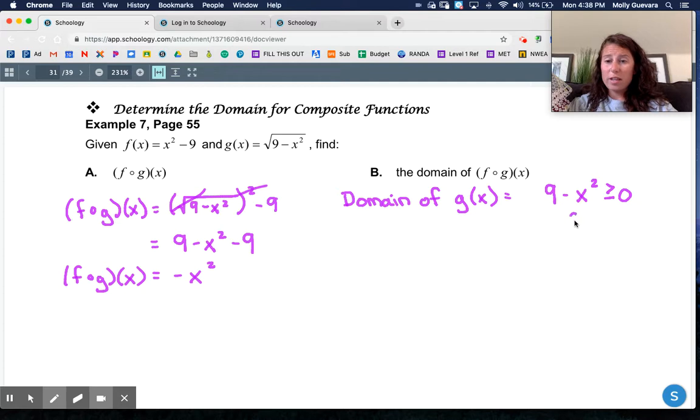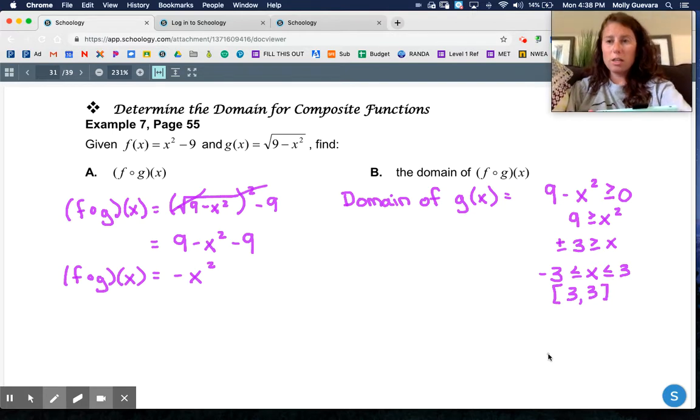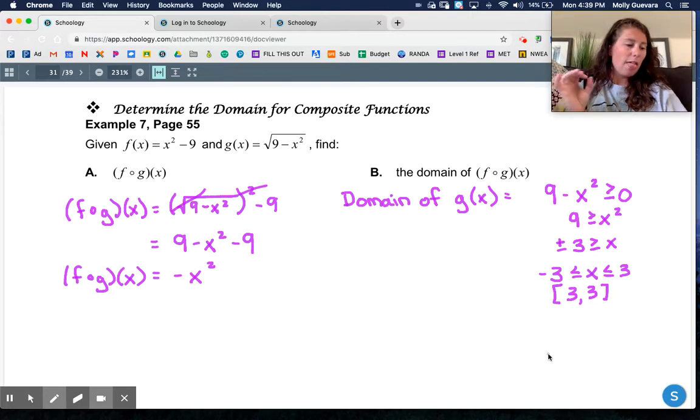So if I solve this, I get 9 is greater than or equal to x squared, square root, and I get plus or minus 3 is greater than or equal to x. And then hopefully we looked at this earlier, but this just means -3 is less than or equal to x is less than or equal to 3. Or you can write it as -3 to 3, either way. Okay, great. So the only numbers that work for g are any numbers between -3 and 3. Okay, good? Yes, okay.